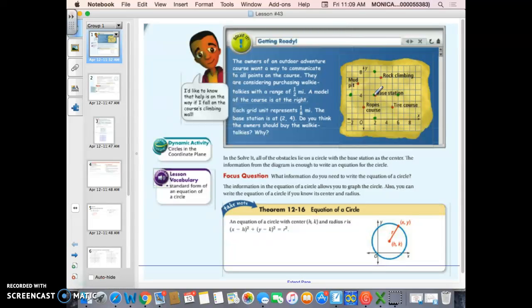and all these other dots on the coordinate grid are what I call the radius. And so that's the radius of 1/2 mile. And that's what you're going to be doing today. And then if I kind of sketch a circle around these dots here, that's the range that is covered with these walkie-talkies. And so yes, every single part of the course is included in the range. So yeah, that would be a good purchase, to purchase those walkie-talkies.